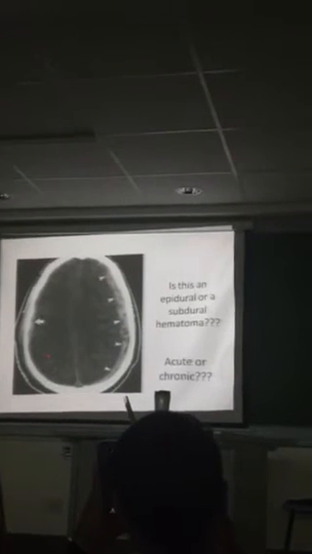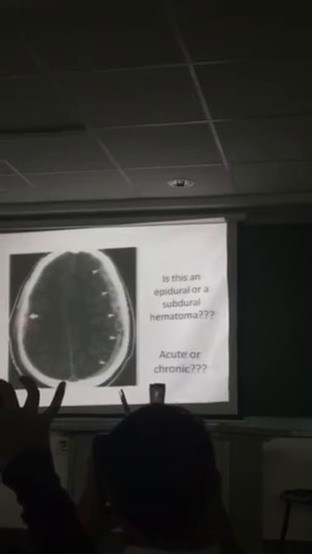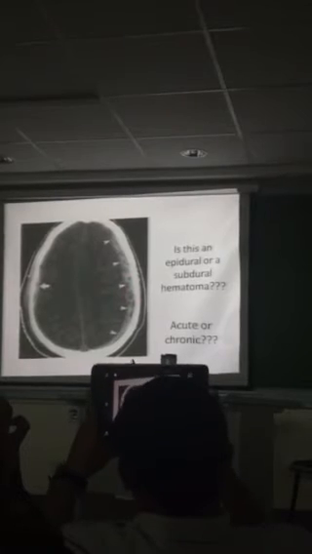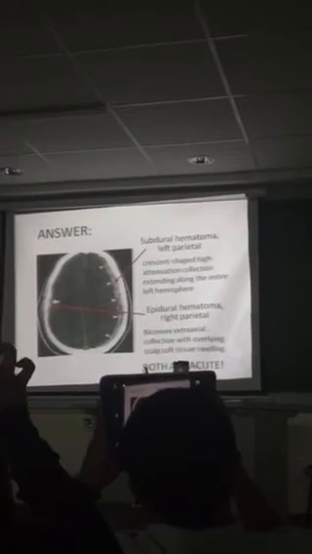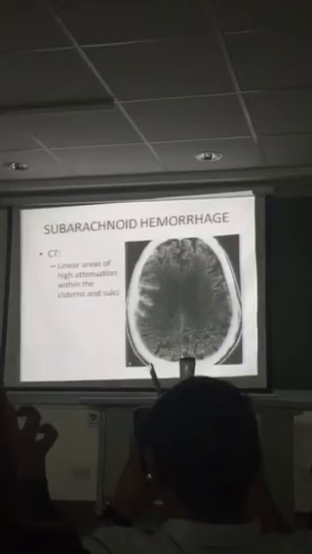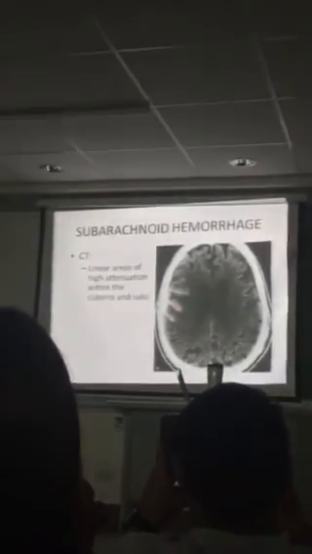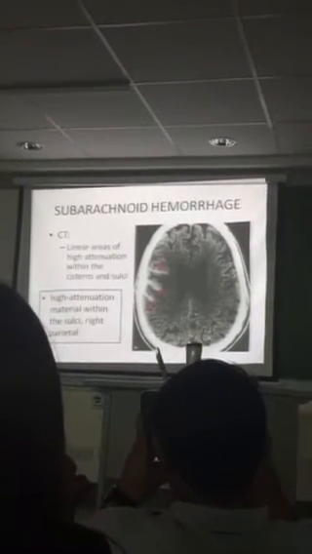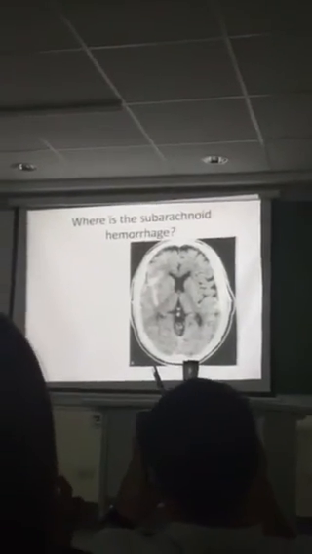So is this epidural or subdural hematoma? Epidural. How about this one? Subdural. There, that's enough. They are both acute because they are white. Next, subarachnoid. These are high attenuating structures within the cisterns and sulci. Here, an example of subarachnoid hemorrhage.